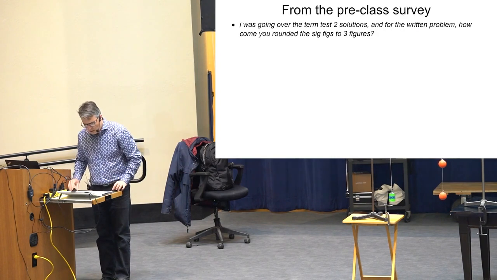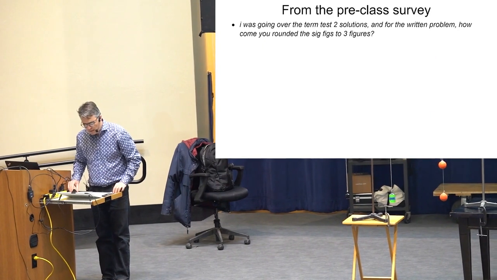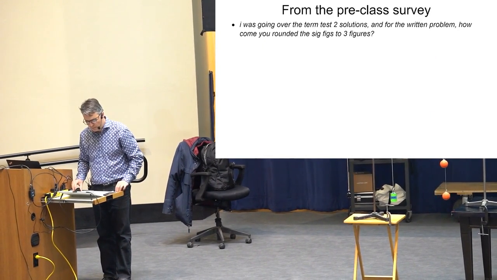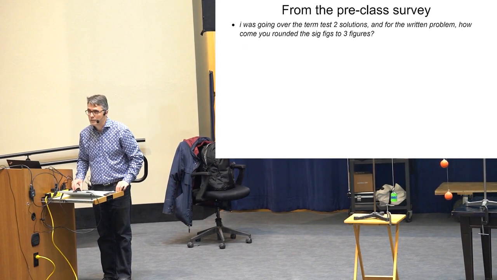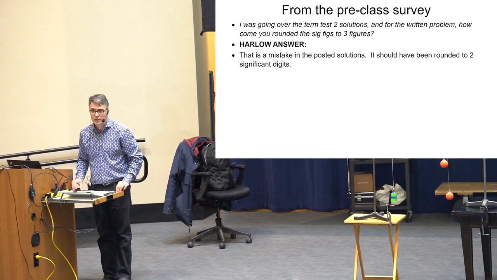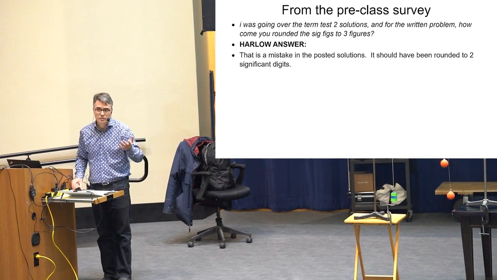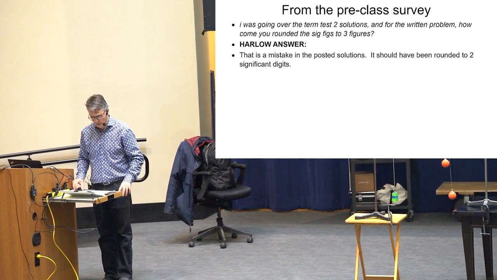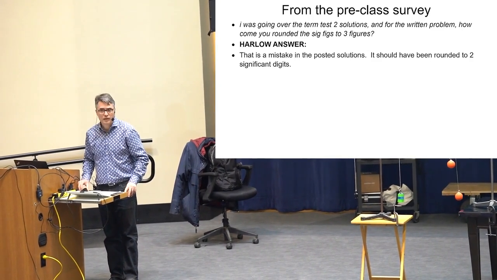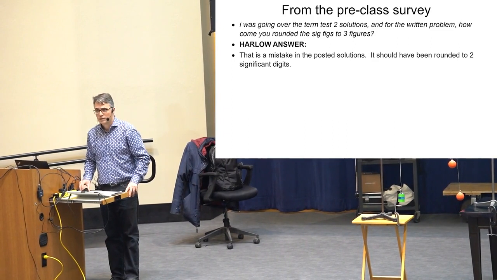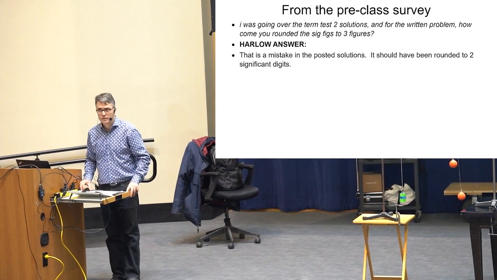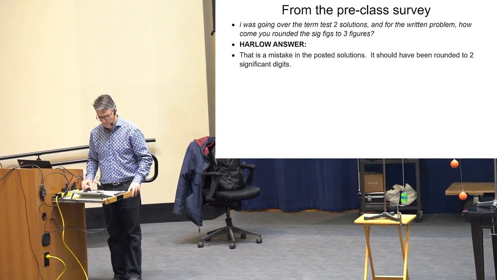Someone noticed that on the term test 2 solutions for the written problem, I rounded the answer to 3 significant figures. That's totally my mistake. I apologize for that. It really should have been rounded to 2 significant figures, I think. But it doesn't matter to the marking. You don't lose marks for rounding to the incorrect number of significant figures, because I don't think it's that important.